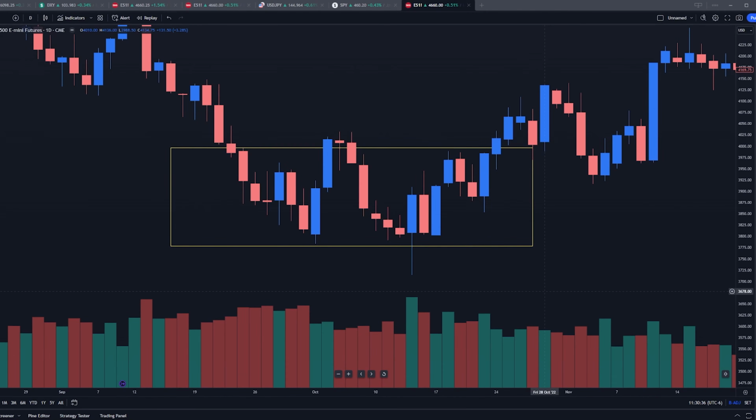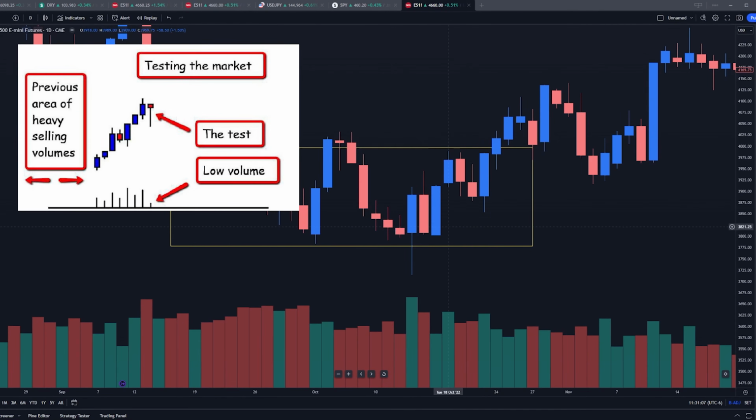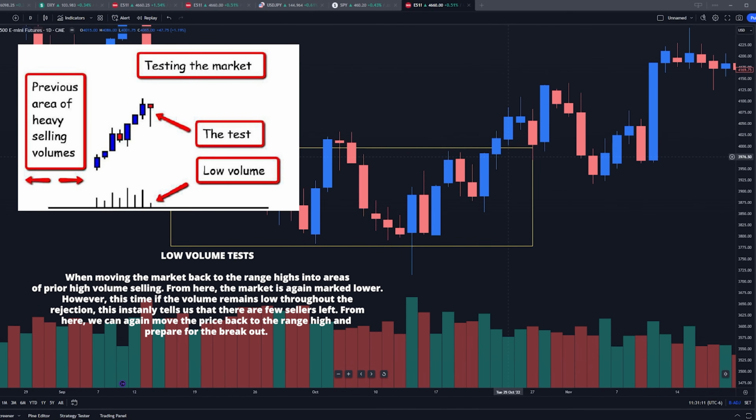That would be catastrophic for their efforts. So in order to know when the market is ready to go higher, they need to conduct what's called a low volume test. A low volume test is where the market transacts into an area of prior heavy selling for the purposes of seeking out any remaining sellers.